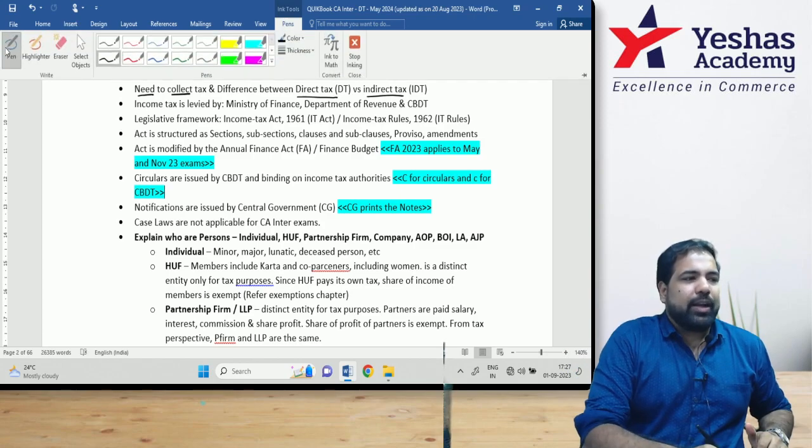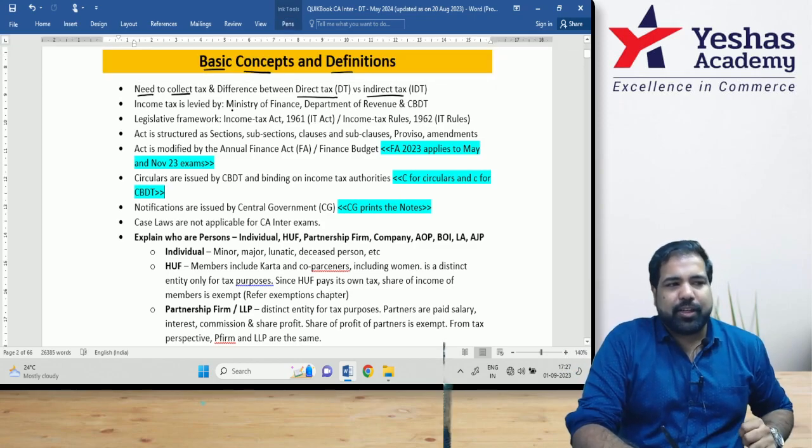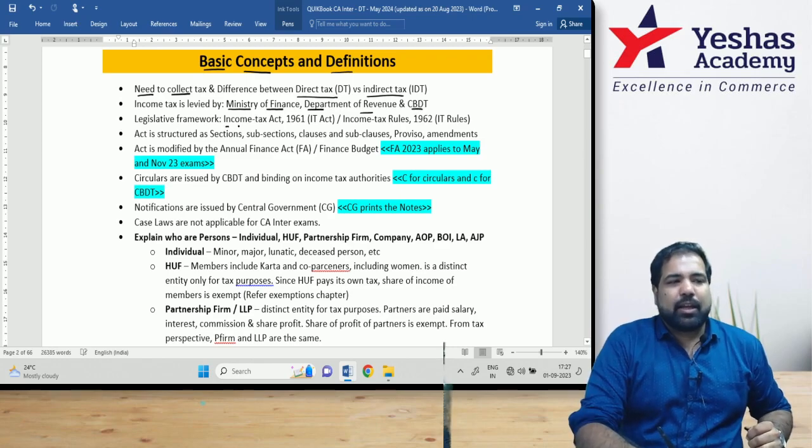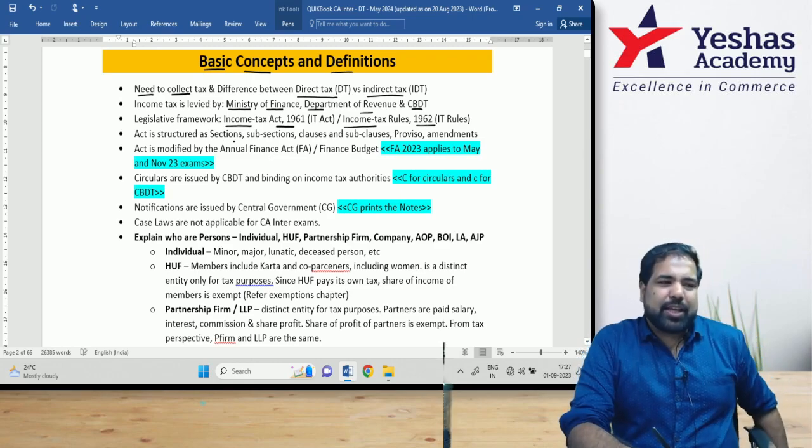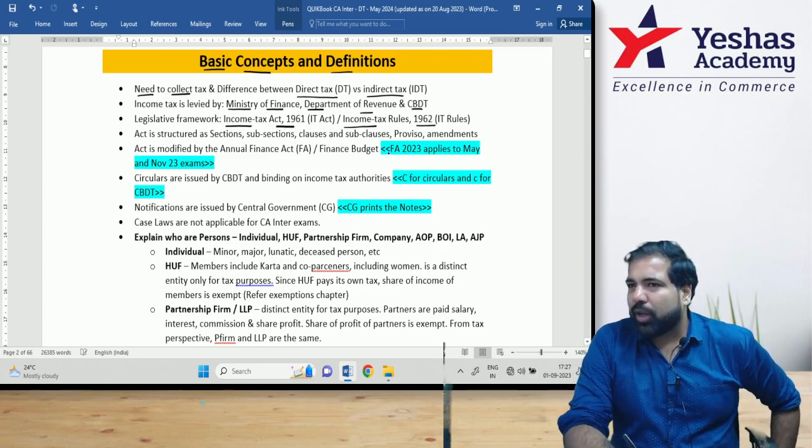Next, guys, who levies the GST? Or sorry, who levies DT? There's a Ministry of Finance, Department of Revenue and CBDT. There's an Income Tax Act of which year? And Income Tax Rules of which year? 1962.